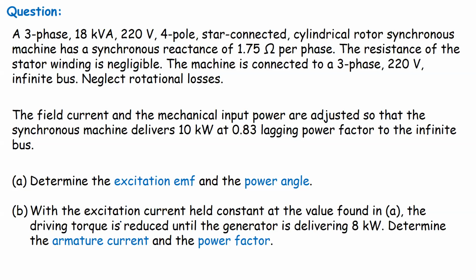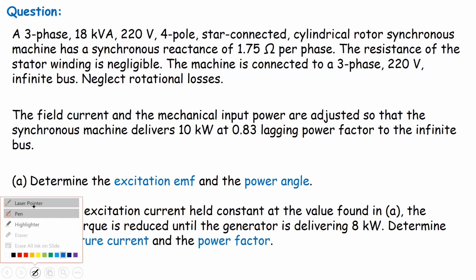Now we have to move on to the next part of the problem. In this part, it states with the excitation current held constant at the value used in A, the driving torque is reduced until the generator is delivering 8 kilowatts. Determine the armature current and the power factor. Now it's important that we understand the first part of the first sentence of this question very clearly, so let me just focus on it a little bit.